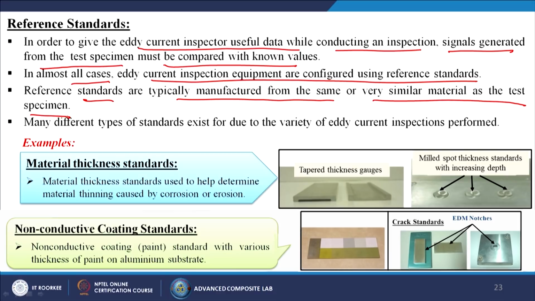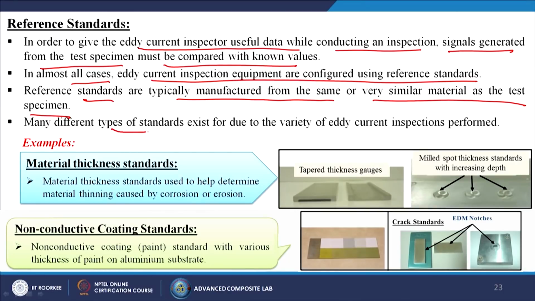You can say this is nothing but a dictionary. So, it has the data for same materials, different conditions, and then whatever signals you are getting from your sample, it will simply try to match with the database and then it will show you the result. Many different types of standards exist due to the variety of eddy current inspections performed.